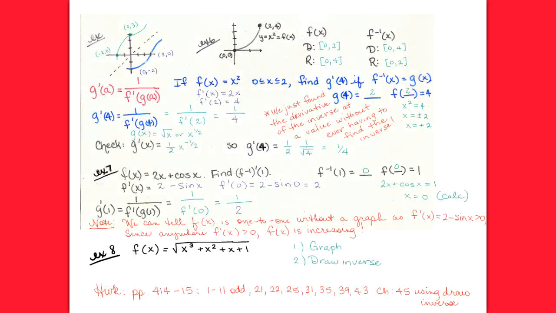Okay, so here is our homework for tonight on pages 414 to 415. We're doing 1 through 11 odd, 21, 22, 25, 31, 35, 39, 43, and challenge 45, but use that draw inverse instead of the parametric equations to play around with 45.